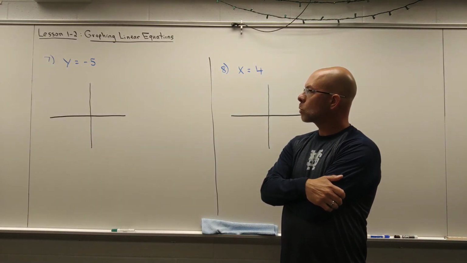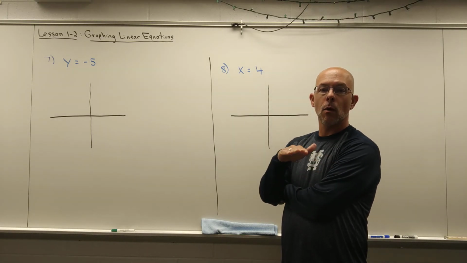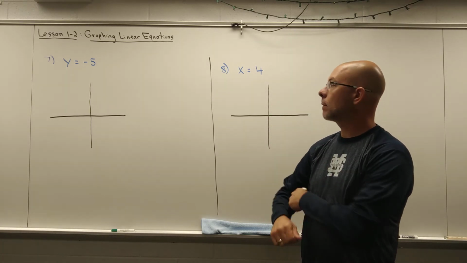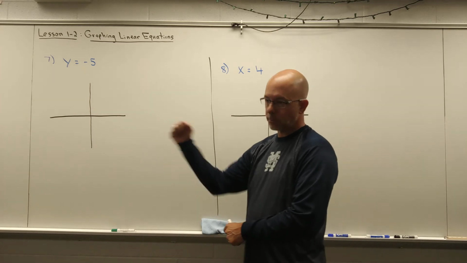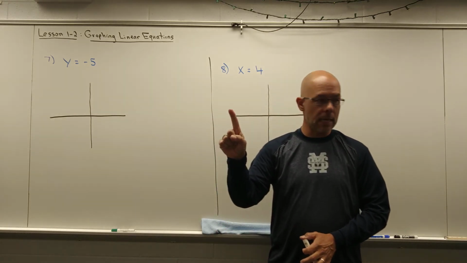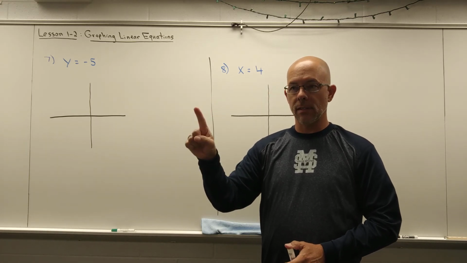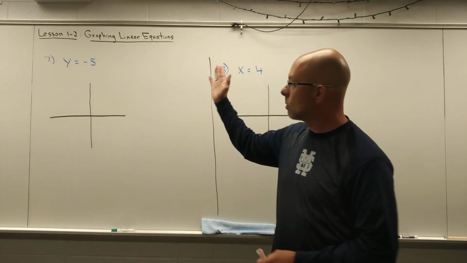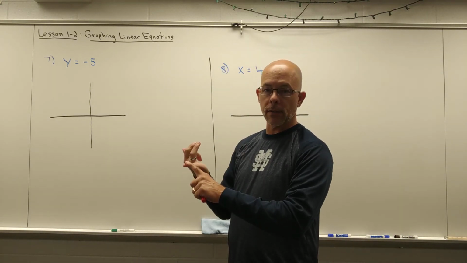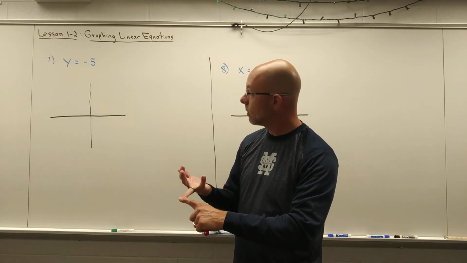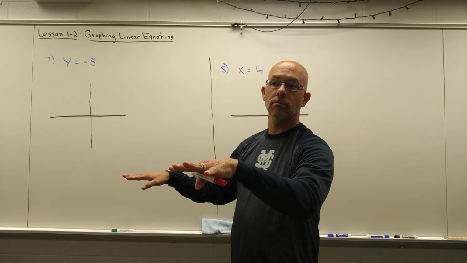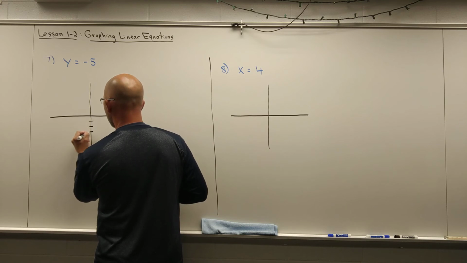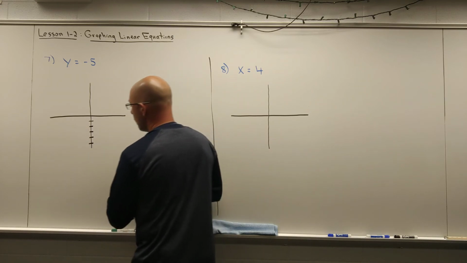Number 7 has only a y. No x. That's an issue. Number 8 has only an x. No y. So you guys, here's what this means. If you have one variable only, you have to cross that axis at that location, but don't touch the other one. So number 7 means cross the y-axis at -5, don't hit the x. So here's the y-axis at -5.